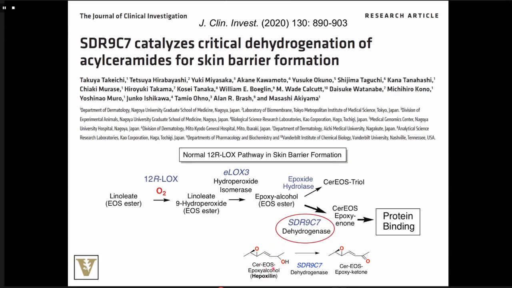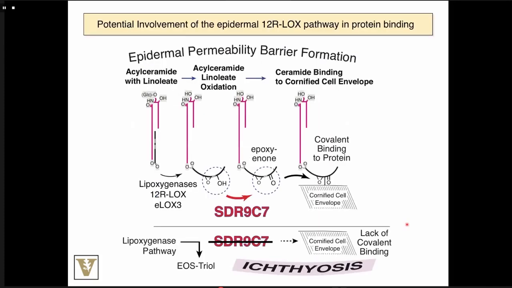Look down below here, this epoxy hydroxy epoxylin still in the EOS ceramide is converted to the ketone by this SDR9C7 enzyme. That's an NAD-dependent reaction. We could see this in vitro with the recombinant enzyme, and we could see the products in vivo when we look for the keto-containing epoxy ketone in the ceramides. And this pathway here, going from EOS to the 9-hydroperoxide to the epoxy alcohol to the epoxy ketone, knock out any of those steps, you eliminate that covalent protein binding, and the barrier is done for.